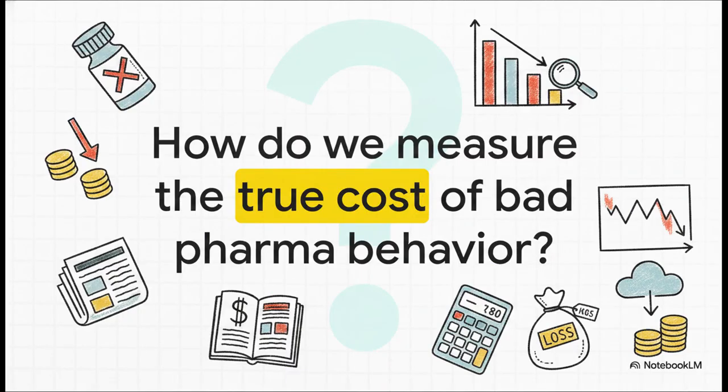So here's our main question for today. How do we actually track corporate misconduct when it finally hits the bottom line? Because it's one thing to read a headline about a major scandal, like an unapproved drug trial, but it is entirely another to see exactly how much that scandal costs the company in cold, hard cash, and, more importantly, how they are legally required to report it to the public and to their investors.